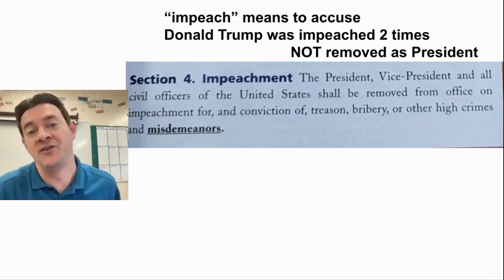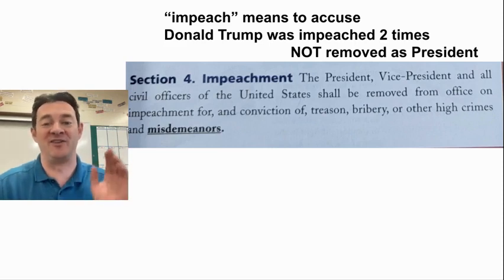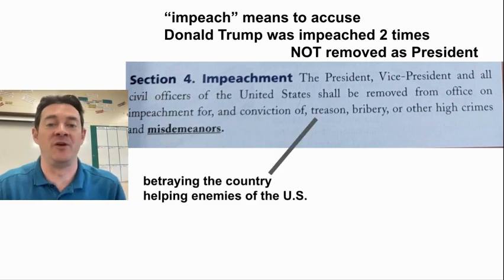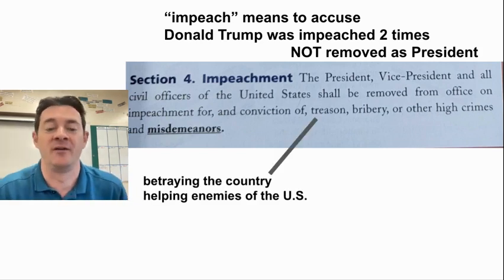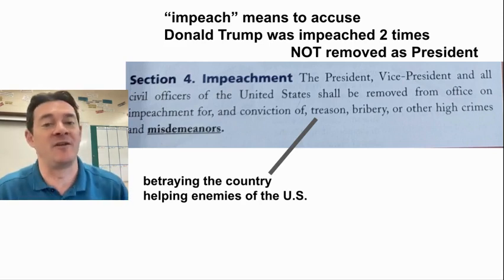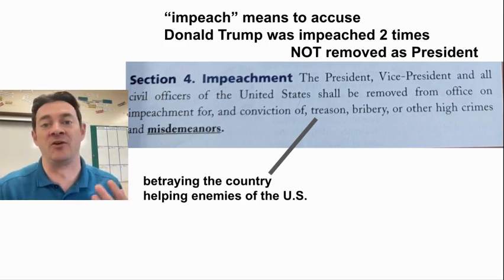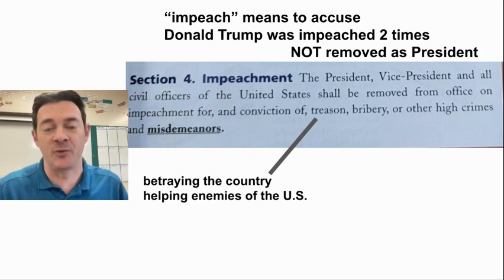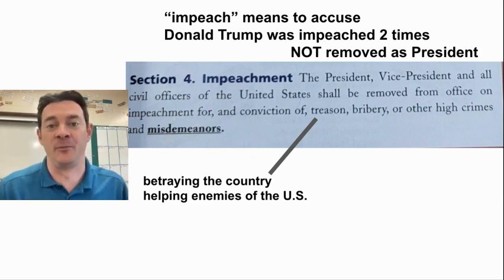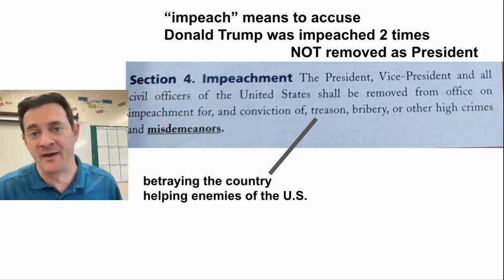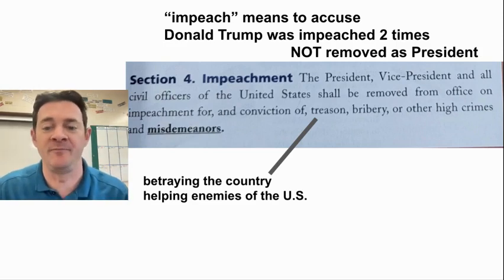But what this part of the Constitution says is, what are the kinds of mistakes, the kinds of crimes, that you could be accused of? One of them is called treason. That would be betraying the United States to its enemies. Donald Trump was accused of that at the very end of being president because some people accused him of encouraging those riots on January 6th, 2021, when some of his supporters barged into the building. They accused him of telling them to do that. But there were not enough votes to find him guilty of it.